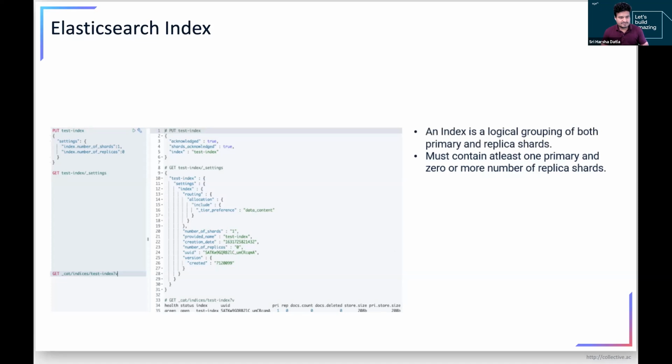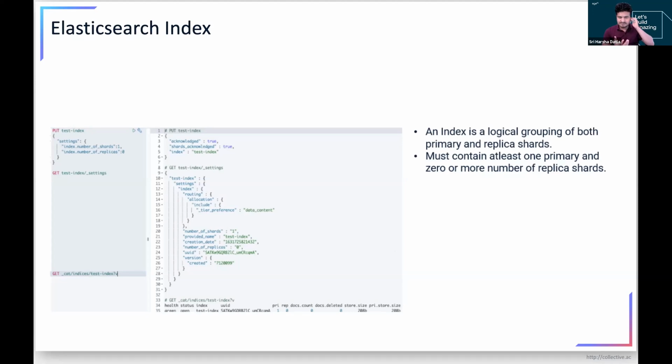The index is of course a logical grouping of primary and replica shards. So whenever you create an index, it's actually creating shards internally. The index is just a logical grouping. When you delete an index, it's actually deleting the shards. So it's just that.